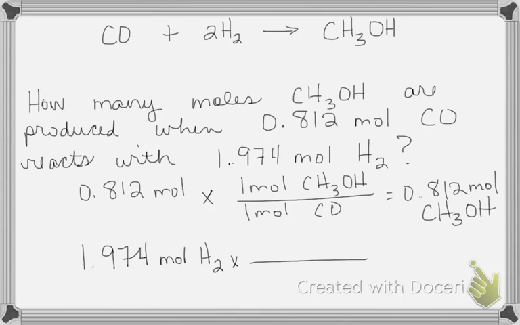Except this time the conversion factor looks a little different. I still want to calculate methanol, but I've got to put the hydrogen on the bottom because that's what this one starts with. And that gave me, what, 0.987? Is that right?